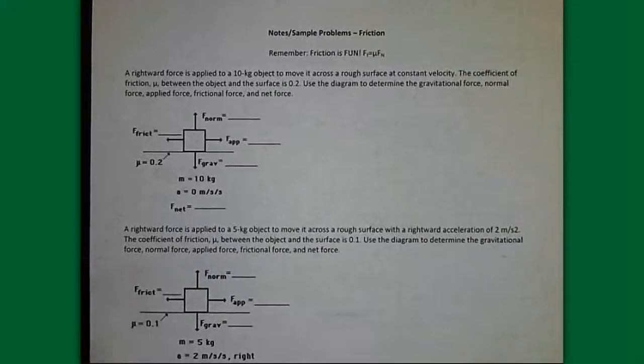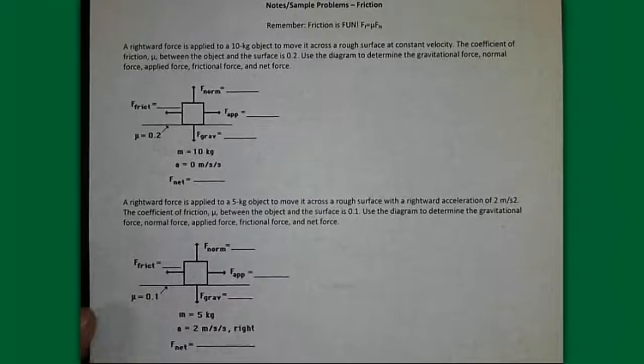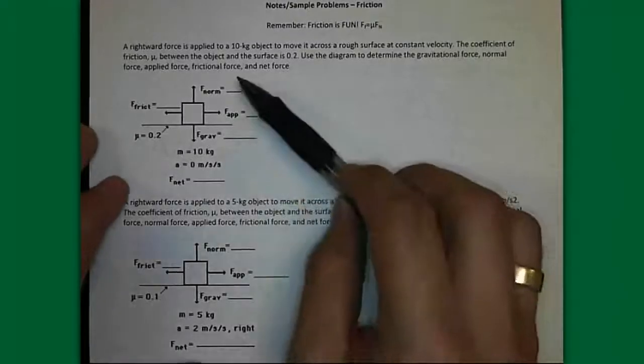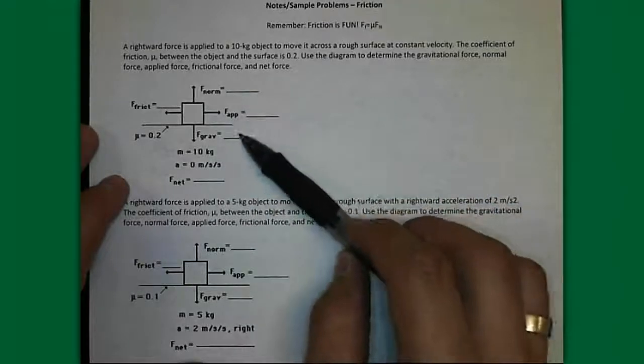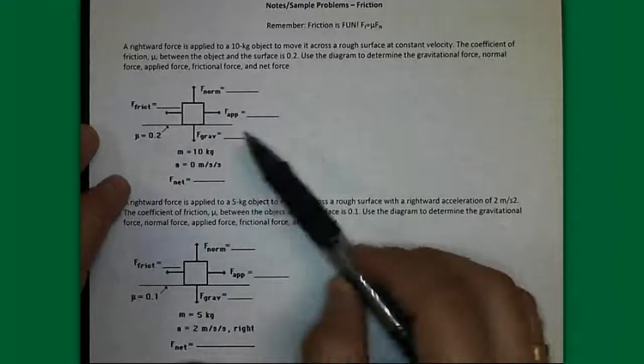All right, if you turn to the back of the friction notes, you'll see problems that look like this. These problems can be given to us in a couple ways. They give us free body diagrams here, so we're going to deal with those, and they want us to find the normal force, the applied force, the force of gravity, and the frictional force and the net force given our information that we have here.